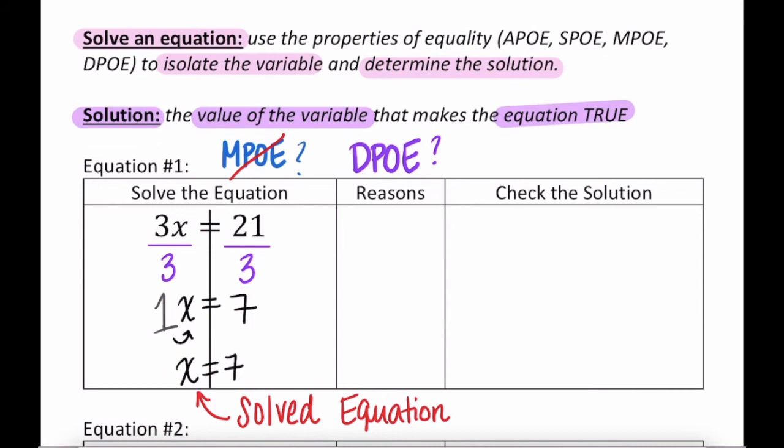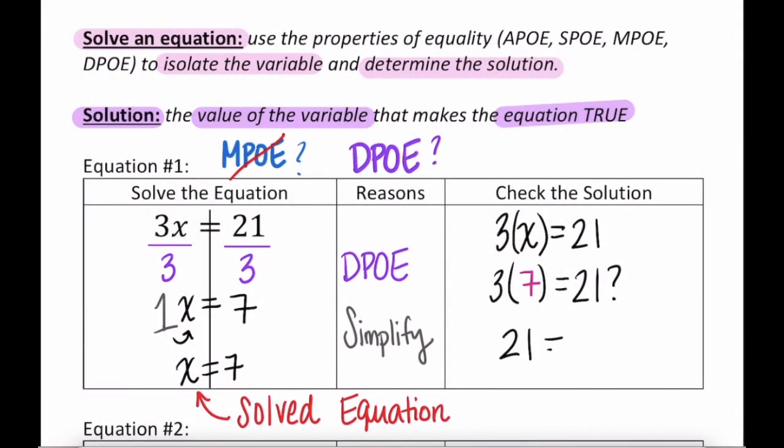So as we remember, our reasons are just what did we do. Now, to be sure that this is actually the correct solution to this equation, we need to go in and conduct what's called a check. Guess what? 3 times 7 does equal 21. So what I like to tell my students is that it has deserved the solution box, and DPOE was the correct property of equality to solve this equation.